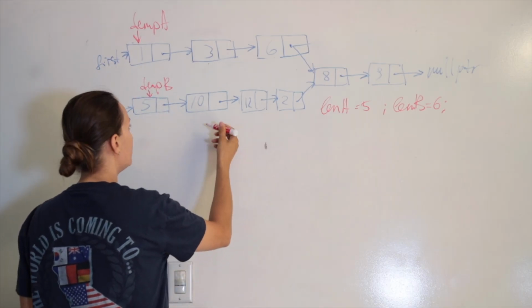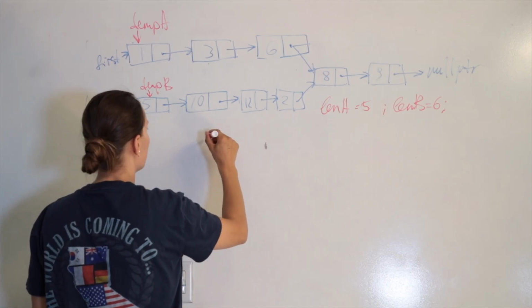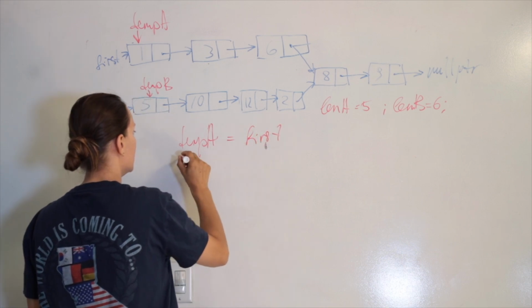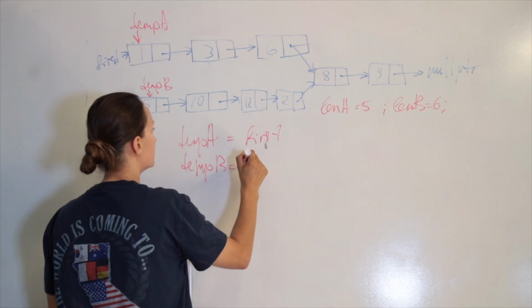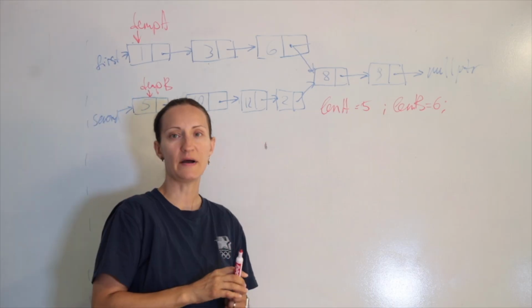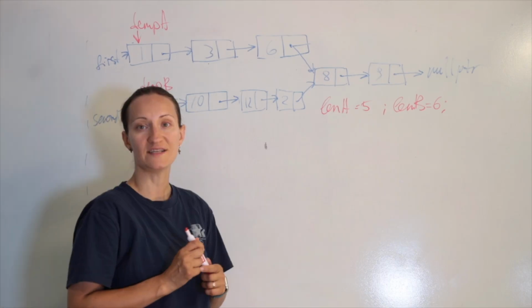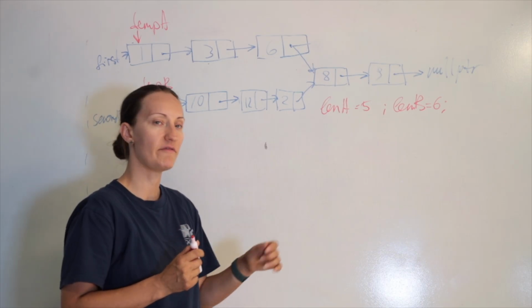So now in the third part we have to reset these two pointers. Temp A equals first, temp B equals second. This is the third part. The next part, we have to move forward the pointer of the list which contains more nodes than the other list.